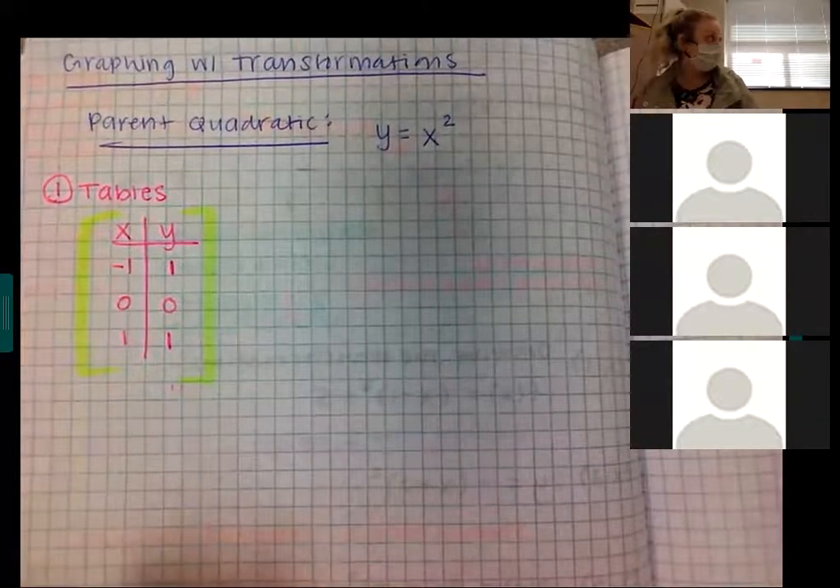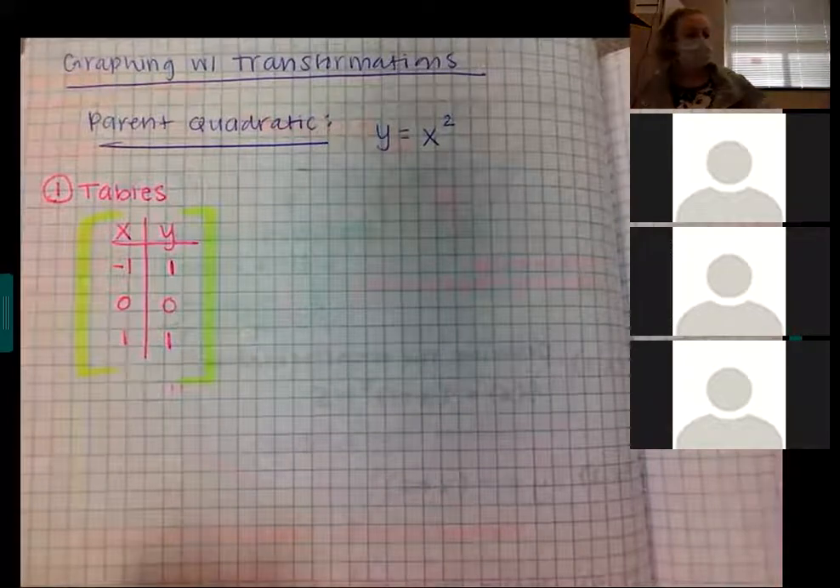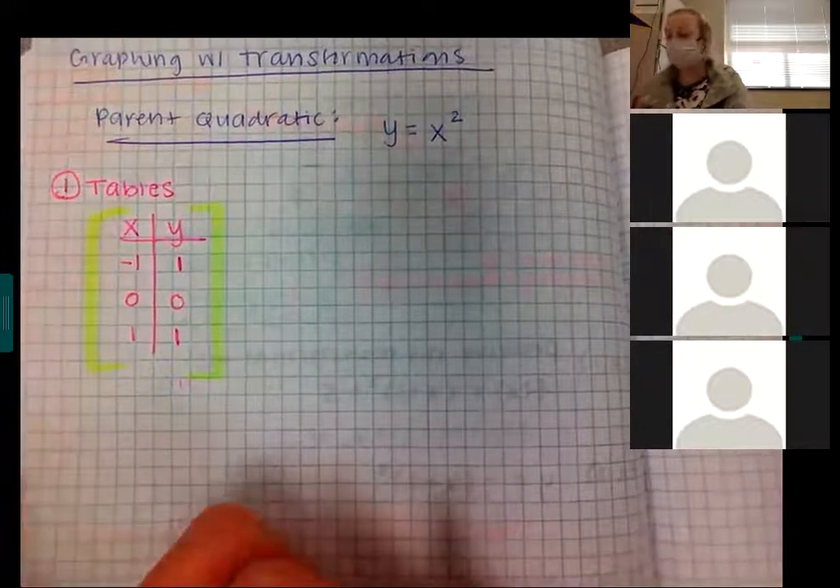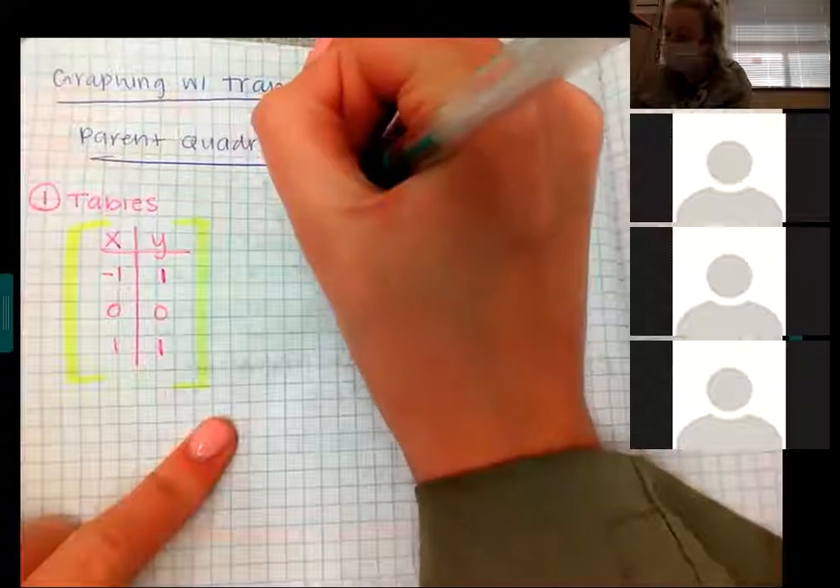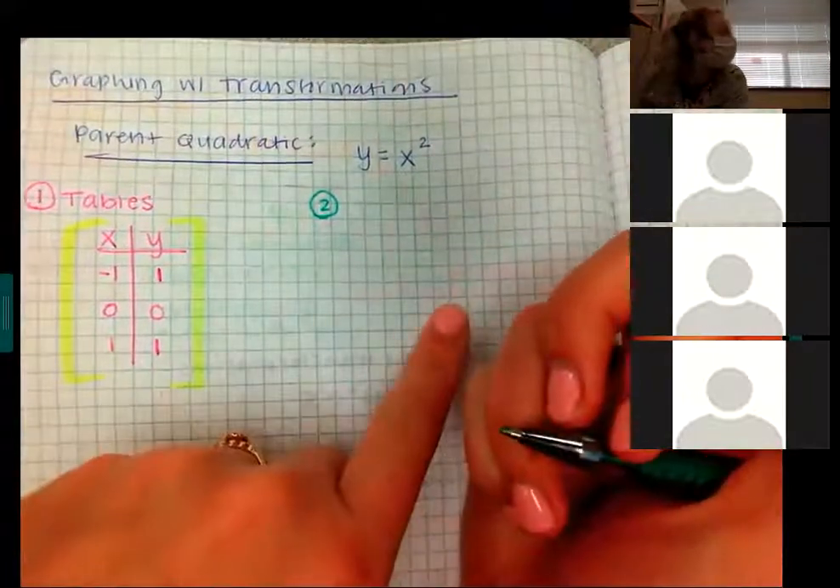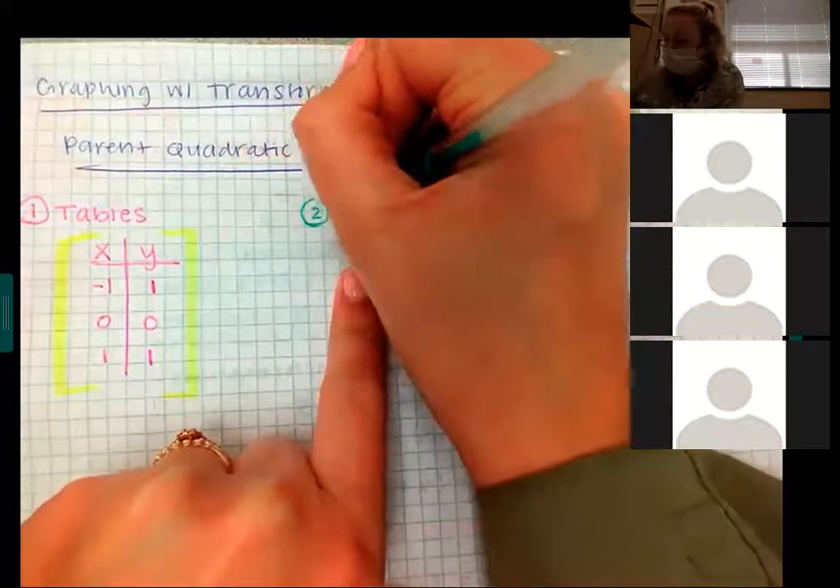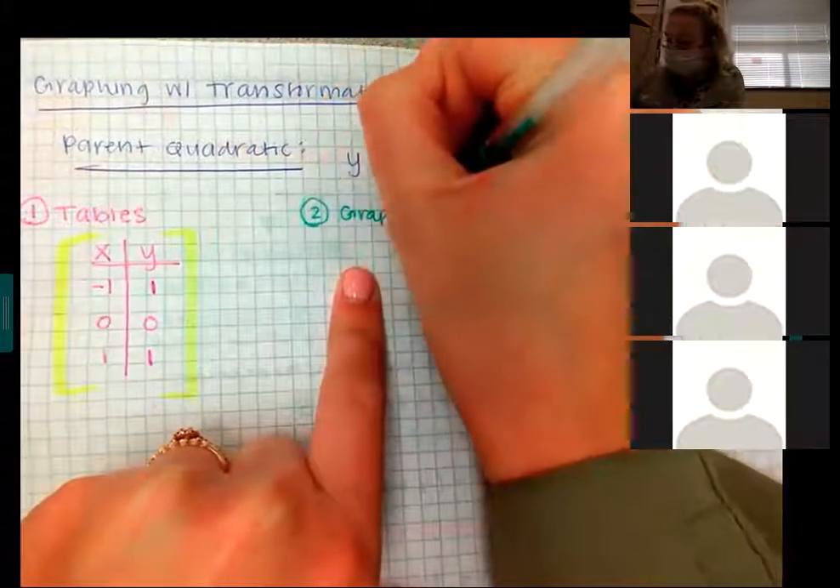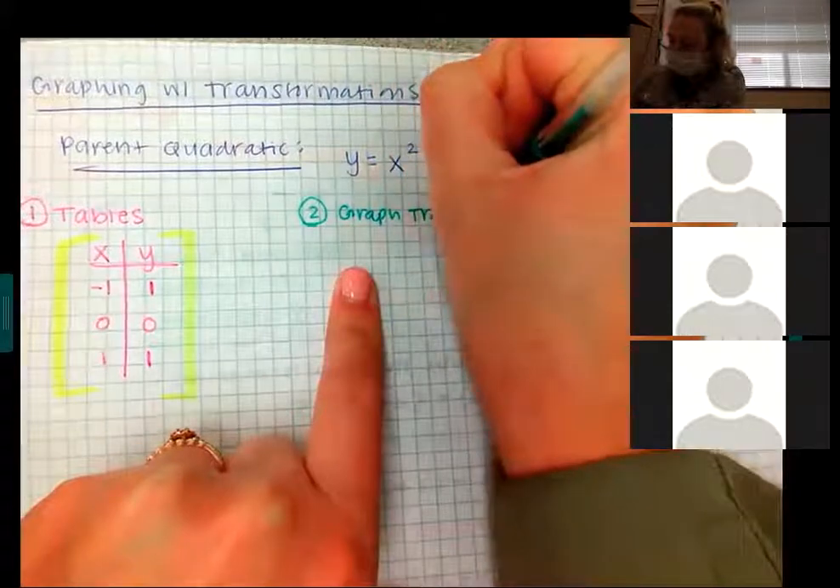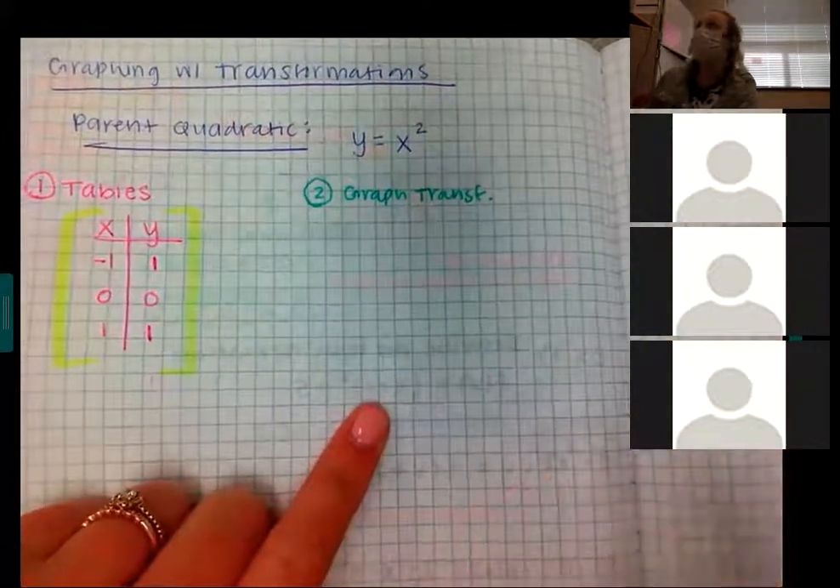Is everybody good? Okay. The second way we can graph quadratics is just by using our knowledge of the transformations in the graph. So I'm going to call this graph transformations, but I'm going to abbreviate if that's okay with y'all.